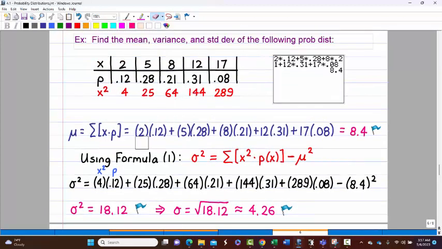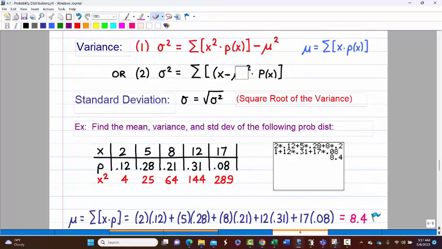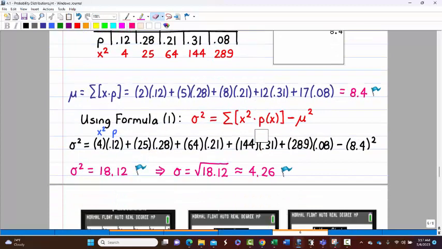Let's see what we got here. So, okay, xP, xP, xP. I went ahead and created an x squared row here because I'm going to need that in the next step. So xP, xP, xP, 8.4, there's your mean, 8.4. I like this top formula better, and that's the way I did it in Excel too. So now I'm creating an x squared P thing here. So you see the x squared P's are next to each other. 4 times 0.12, 25 times 0.28, and so forth.